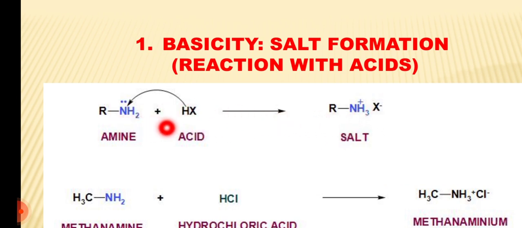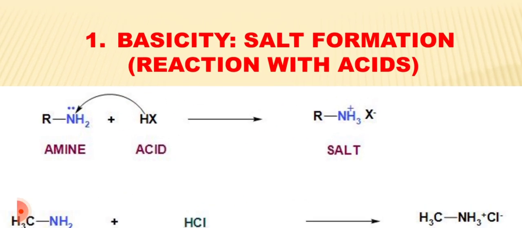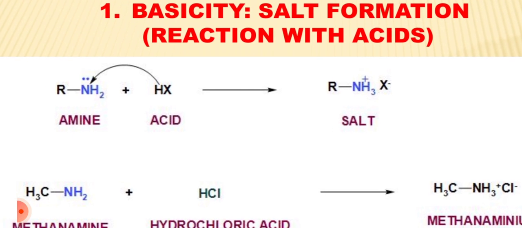Here you can see that the proton of the acid migrated over to the amino group to seek the lone pair of electrons. And as the lone pair of electrons is shared by nitrogen, it will acquire the positive charge. With this positively charged species, the halide ion remains in an ionic bond to give the salt.